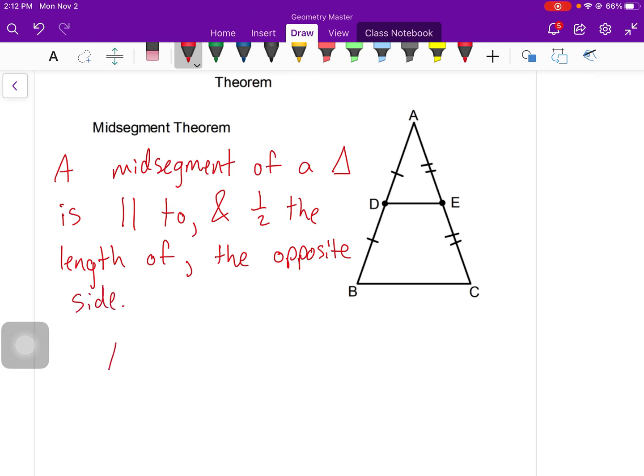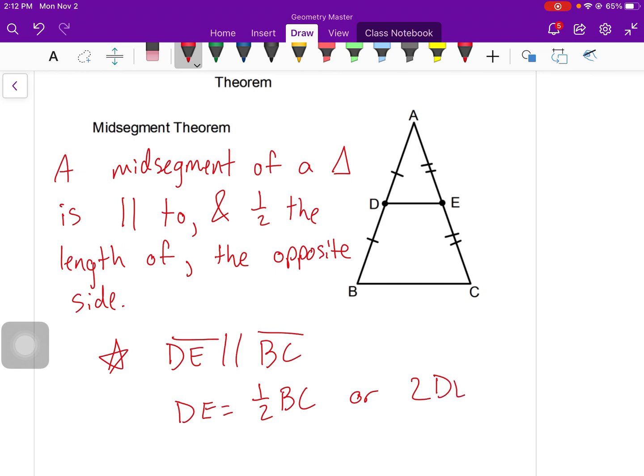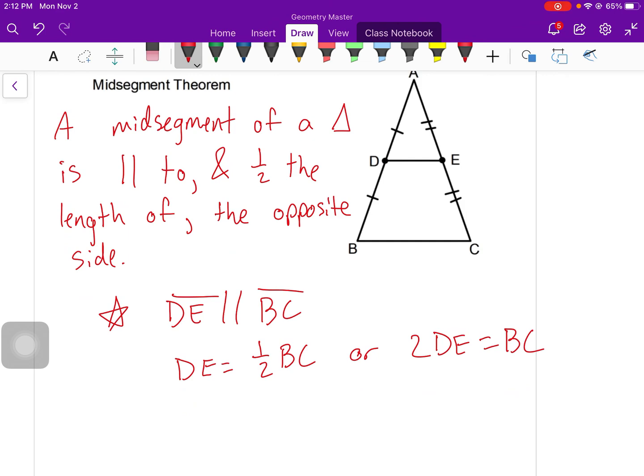So what that means in this case is that segment DE is parallel to segment BC, and the length of segment DE is equal to 1/2 the length of segment BC. Or another way you could write that is twice the length of the mid-segment equals that other piece. Okay, these two are the same.